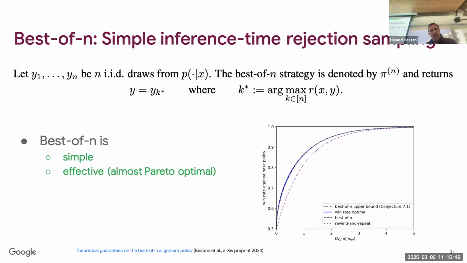Now this is actually pretty simple, right? It's very, very simple to implement. I'm going to try to convince you today that this is actually extremely effective. And I will come back to this plot. It's almost Pareto optimal, and I will try to tell you why that's the case and what that means.